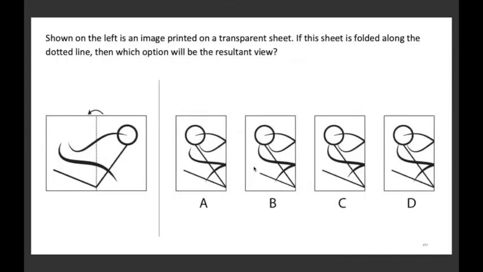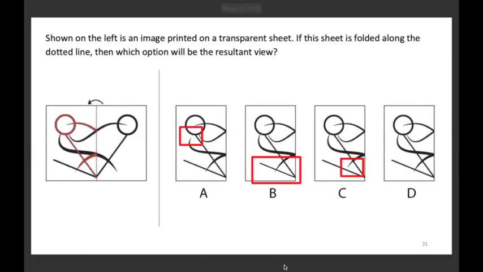Shown on the left is an image printed on transparent sheet. If the sheet is folded along the dotted line, then which option will be the resultant view? When you fold this sheet along the dotted line, this is how the view will be formed, where the red part will come here. Based on that, option A में this part is a little bit problem.